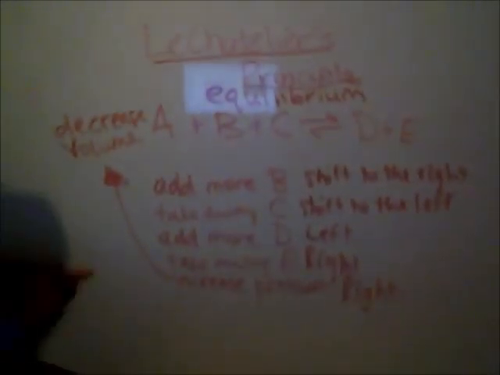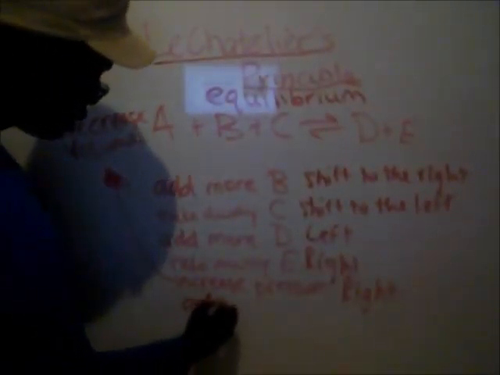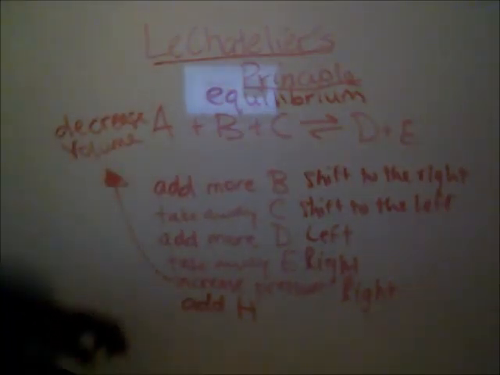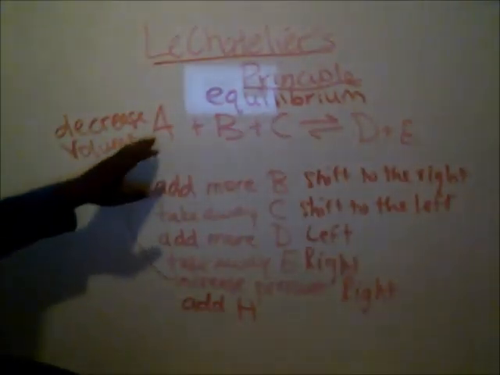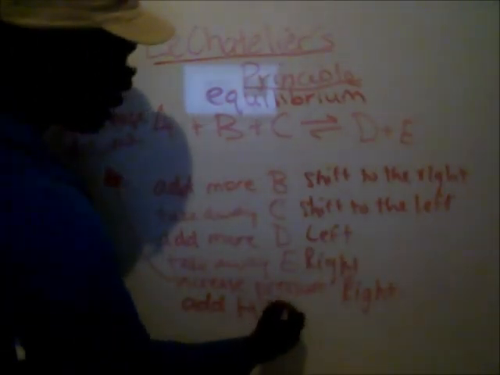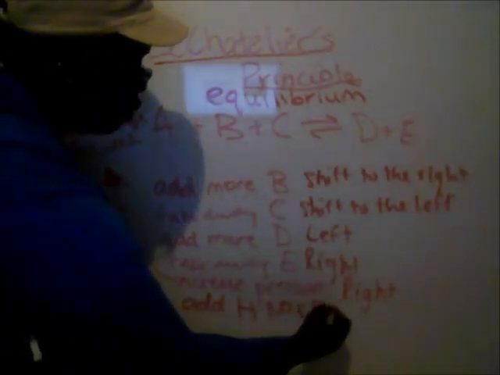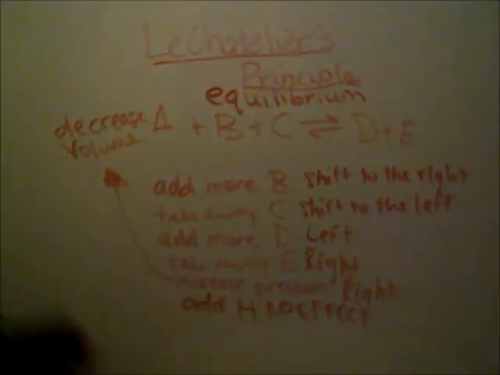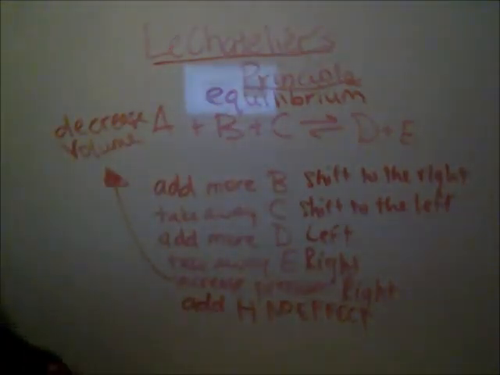Okay, just a few more. Let's say that we add H. H is just some random compound. Well, H is actually nowhere in the equation, so this would have no effect. So if they give you a random compound that is actually not in the equation, it's going to have no effect on the equilibrium because it's not part of the equation.